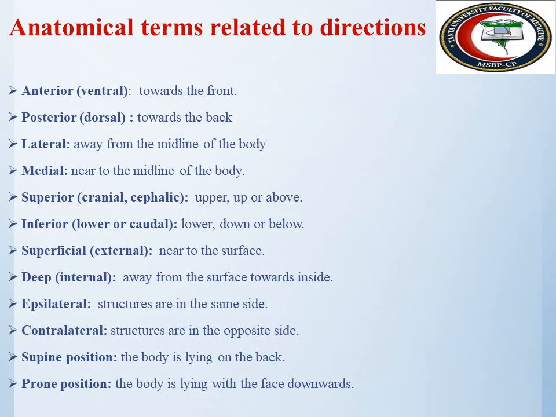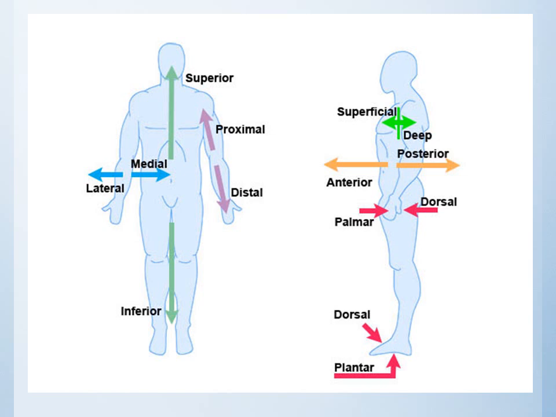Anatomical terms related to direction. These are examples of these terms. Anterior means that the part is towards the front, while posterior means that it is towards the back. Superficial means that the part is near to the surface, while deep means that it's away from the surface. Superior means that the segment or the part is located above, while inferior means that the part or the segment is located downward. Medial means that the part is located near to the midline, while lateral means that it is located away from the midline.